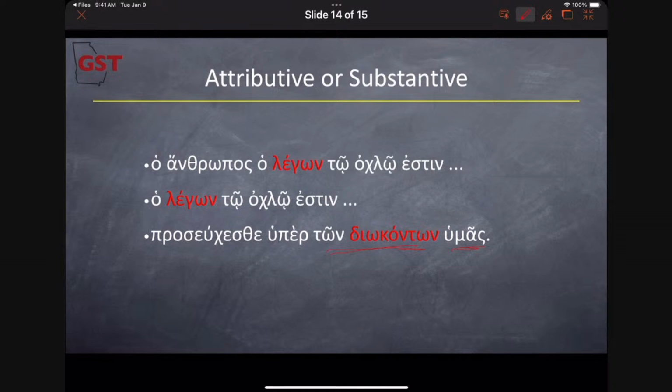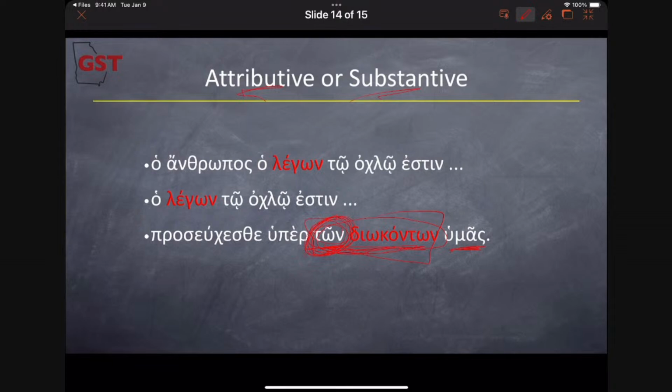So basically, you can begin to see there's nothing for tone didaskonton to modify. Nothing. And it's got an article with it. So it's going to function adjectivally, but now is it going to be attributive or substantive? Well, it has to be substantive. How do I know it's substantive? Basically, pray for the one who's teaching you. It's got nothing to attribute. So this is genitive. Tone, genitive. Right?